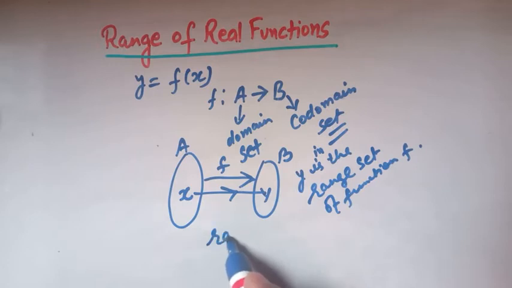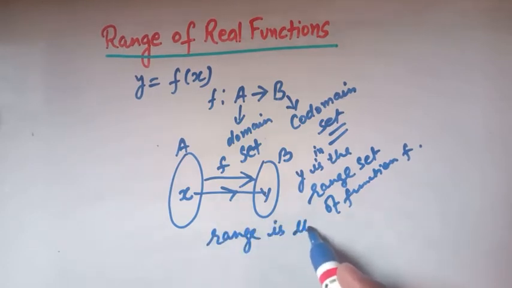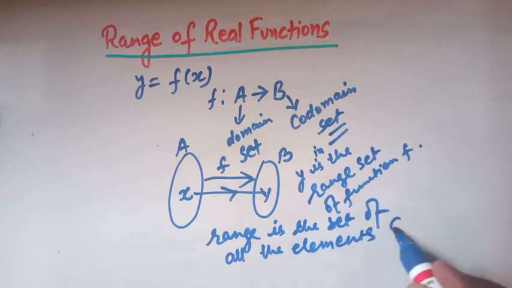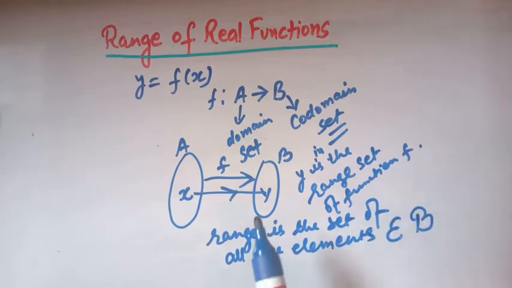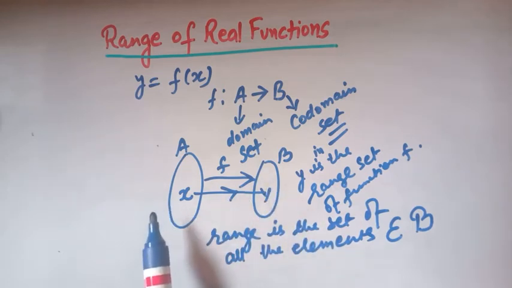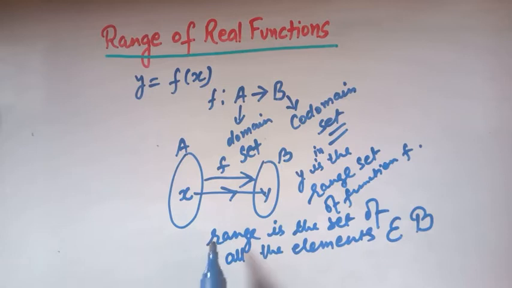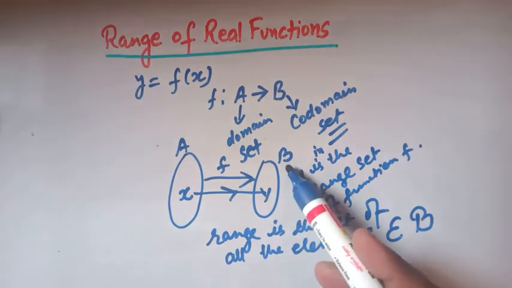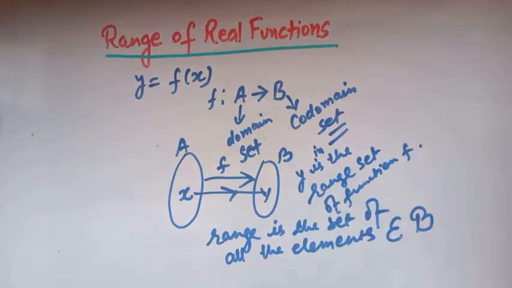So what is range? Range is the set of all the elements belonging to set B which are f images of the elements of set A, the domain set. So range is the collection of all those elements y belonging to set B which are the f images of the elements of set A. Clear?